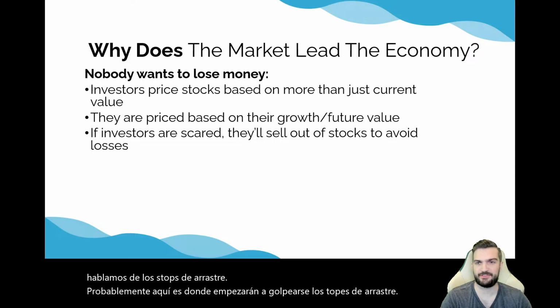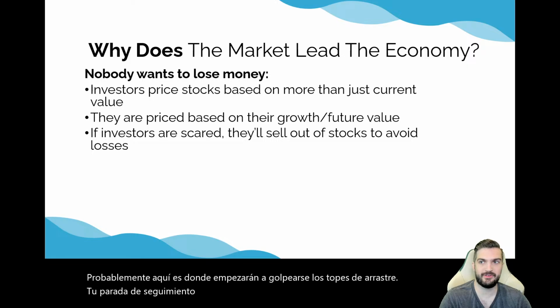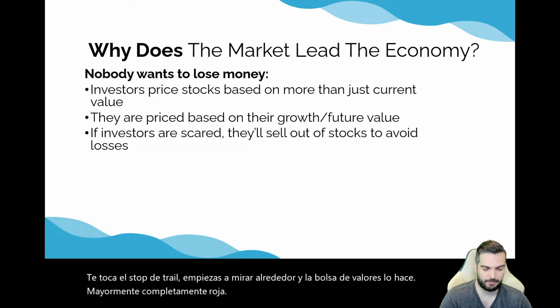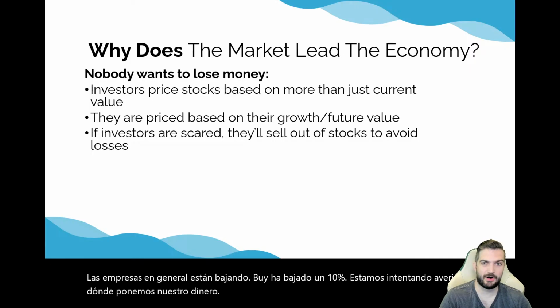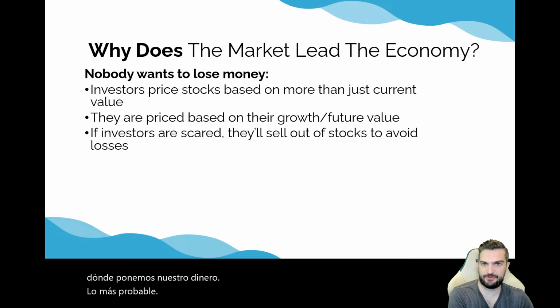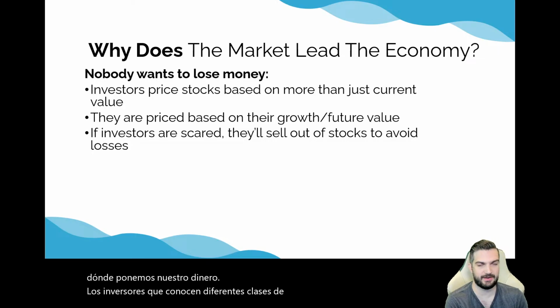Your trailing stop gets hit, you start looking around, and the stock market is mostly entirely red. Companies across the board are going down, buy is down 10%. We're trying to figure out where we put our money. Chances are, investors that know about different asset classes have probably moved out of stocks and are now holding something else.